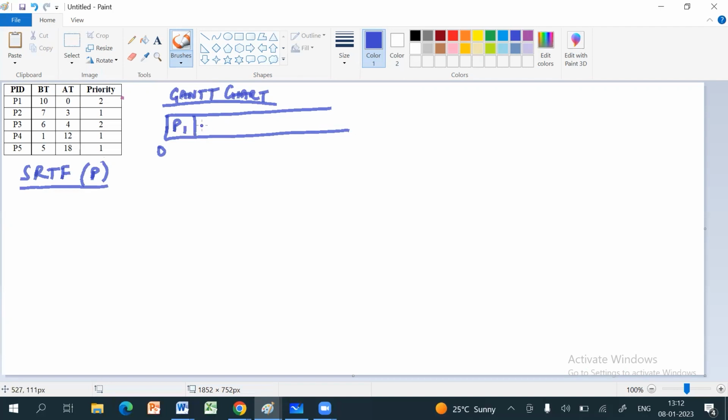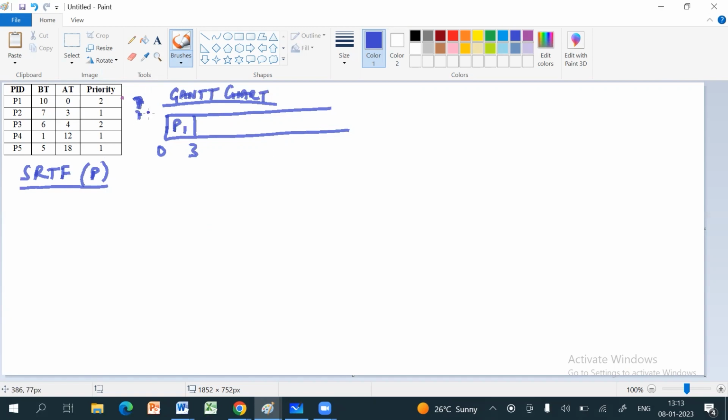Now, P1 will temporarily be suspended or halted at time 3 because of a new process which arrived at 3. Unlike your non-preemptive version, where it was voluntarily allowed to complete, here we are following a preemptive version. So obviously P1 will be halted at 3. The remaining time of P1 will be 7 here, and P2 has interrupted at time 3 with a burst time of 7.